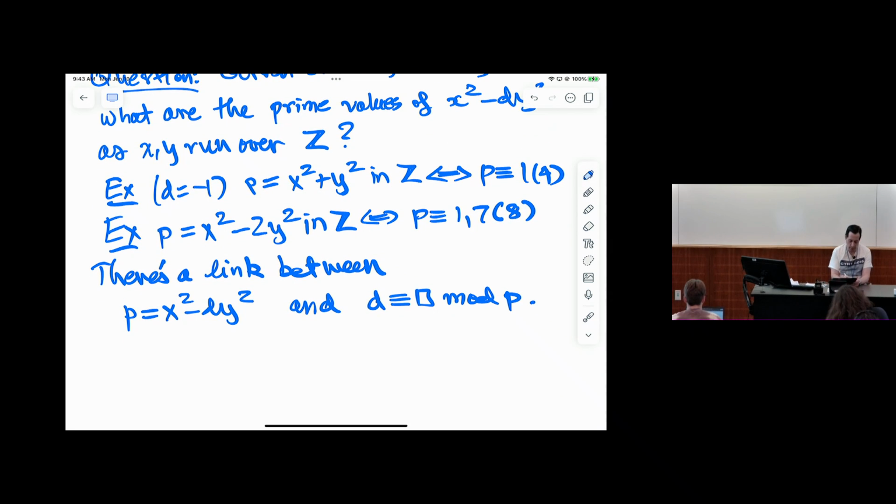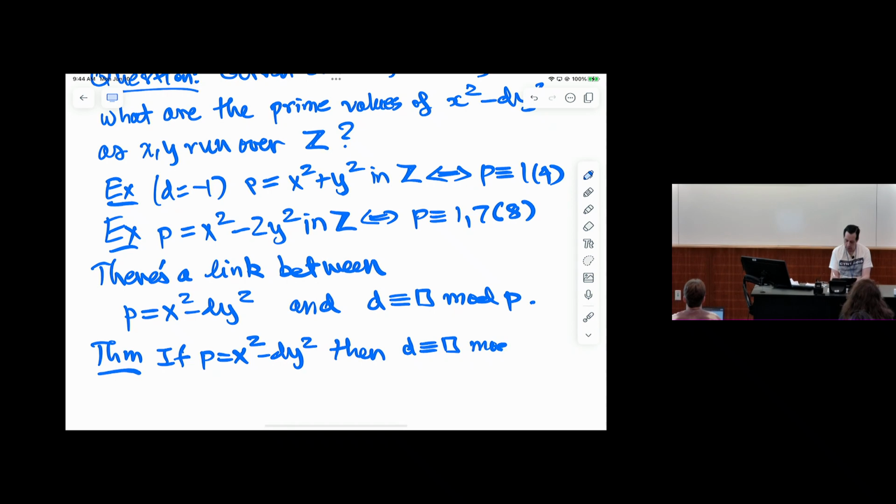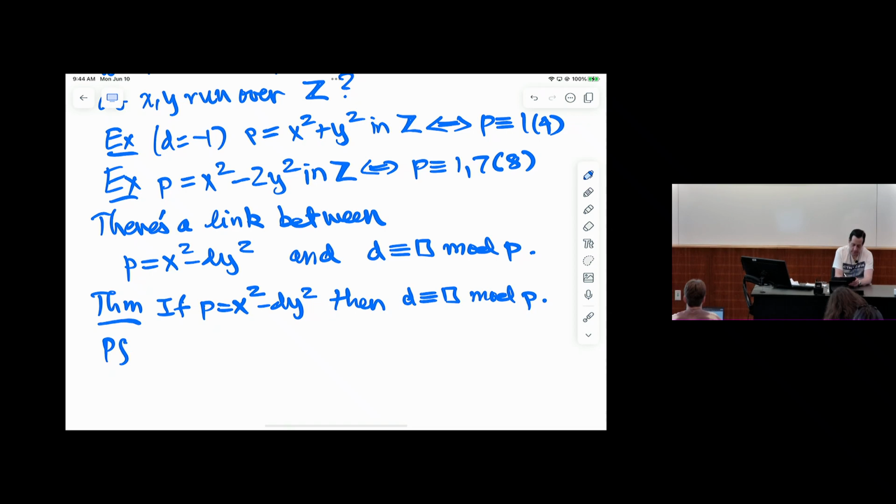So let's do that one. If p has this form, then d is a square, no matter what, even with p equal to 2. Well, of course, everything is a square mod 2, so it's kind of a silly statement there. But in any event, anytime a prime has this expression in this quadratic form in x and y, d has to be a square mod p, period. So, let's see, proof.